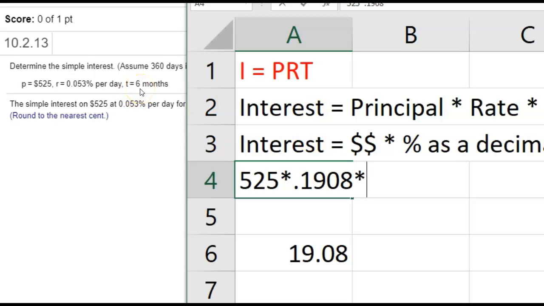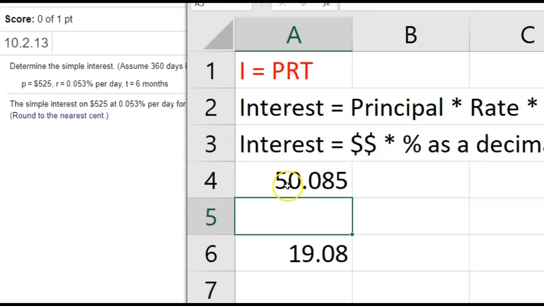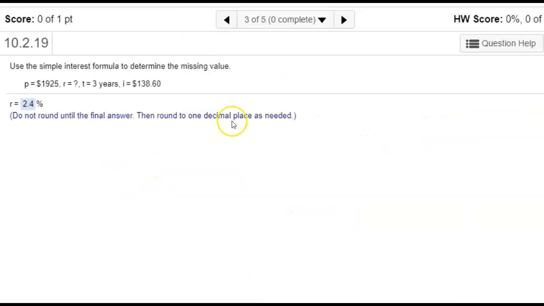6 months is half a year. So I'm going to put 0.5 in there for half a year. And now that these are both in the same denomination, they're both in years, I have P times R times T. I hit enter and I get the amount of interest earned. I would want to round that to 2 decimal spots, 50.09.